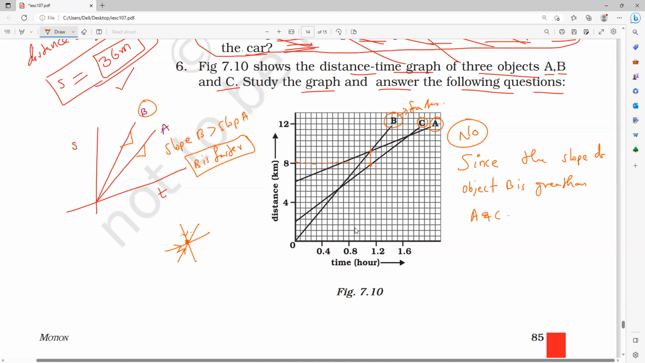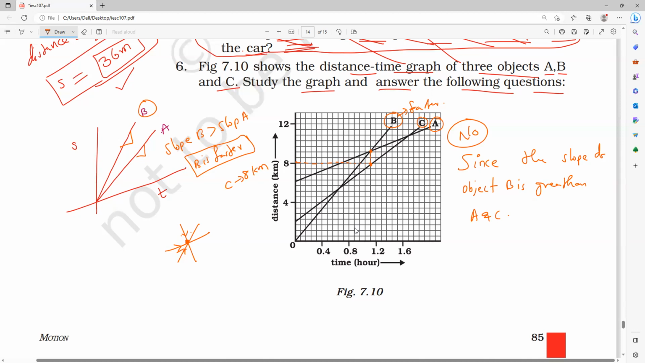You can check it. How many kilometers is it approximately? 8 kilometers. Understand now? So C traveled 8 kilometers by the time of what? When B crosses A. Is it okay, guys?